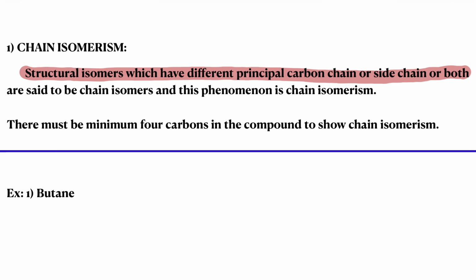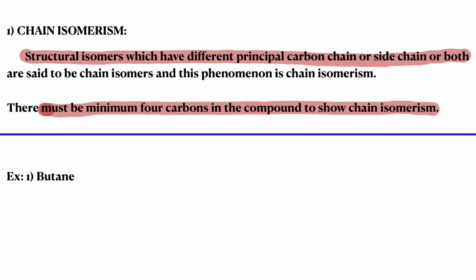So if you want to use the word chain isomerism, chain isomers, they should have different principal carbon chain or a side chain. But most important condition is, in order to exhibit chain isomerism, the given compound should have minimum of 4 carbon atoms. But after understanding the definition, after solving some questions, by default you will understand these conditions and all, need not to memorize.